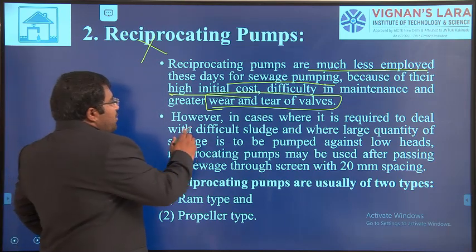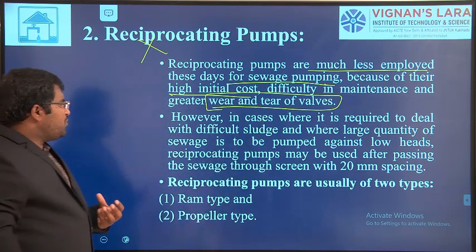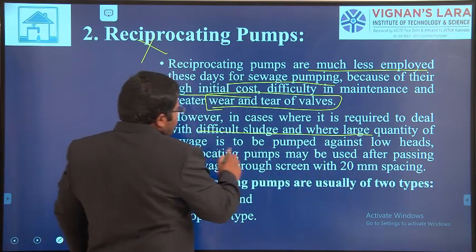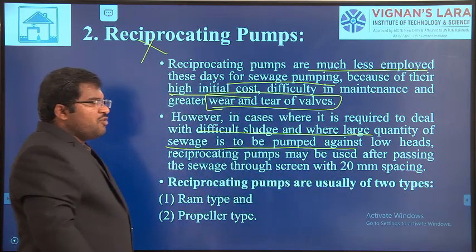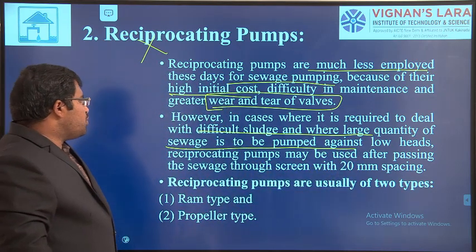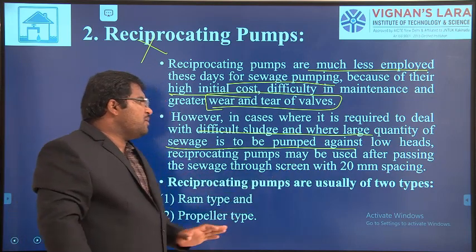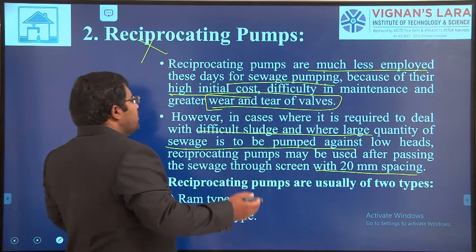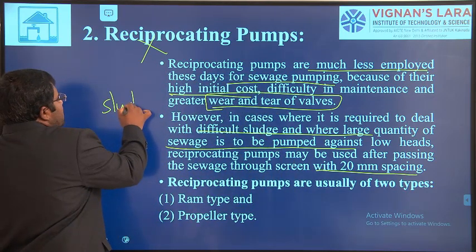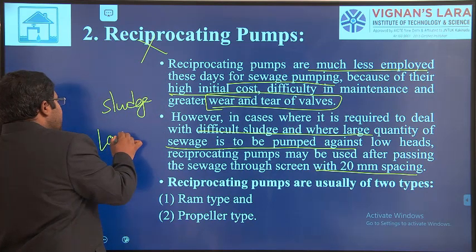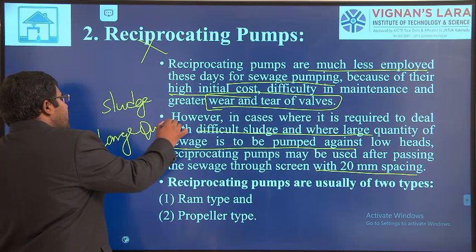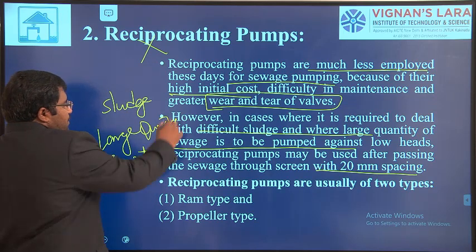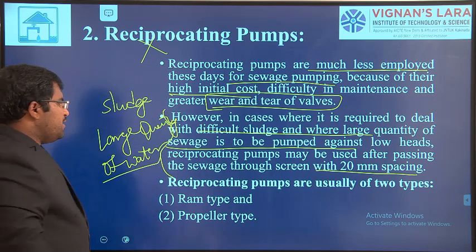However, where it is required to deal with difficult sludges, and where a large quantity of sewage is to be pumped against low heads, reciprocating pumps may be used, with passage through 20 mm spacing. If I want to pump sludge with a large quantity of water, these pumps are to be used. These are usually of two types.